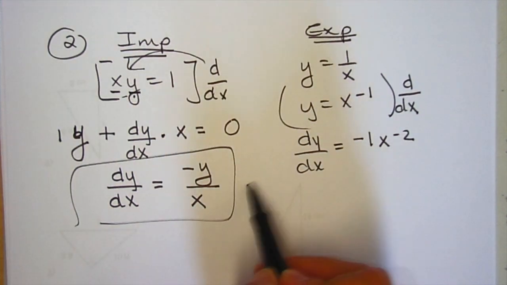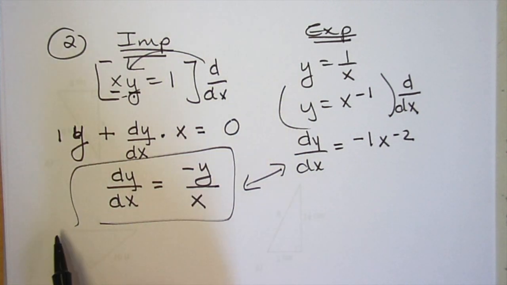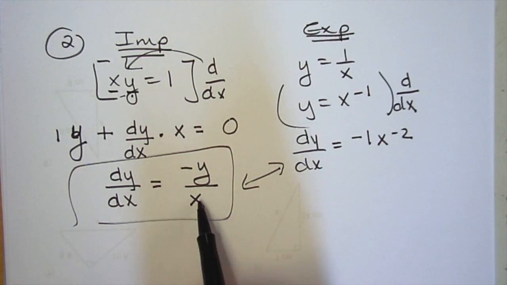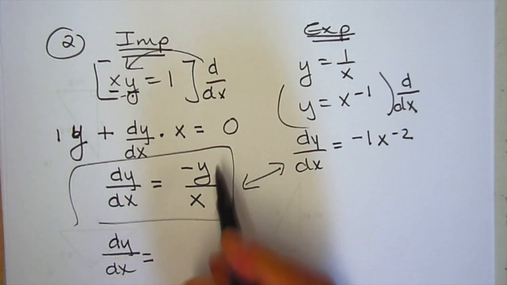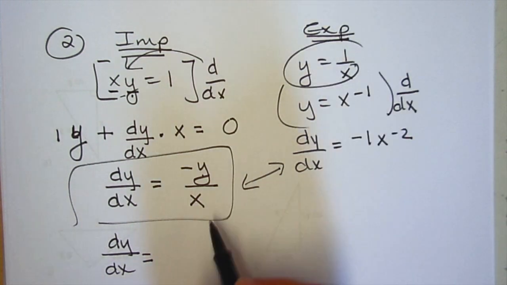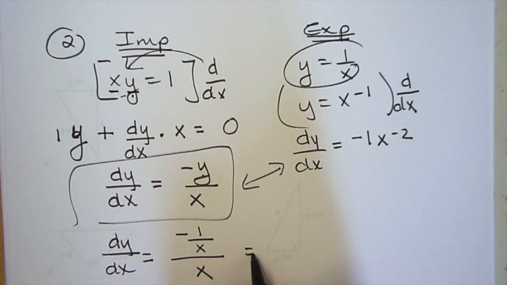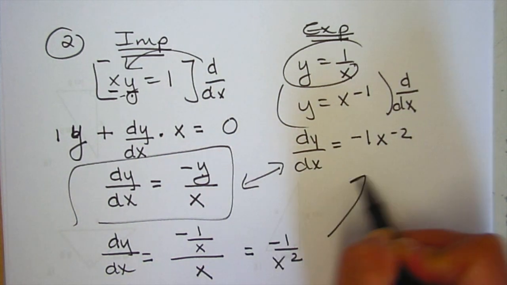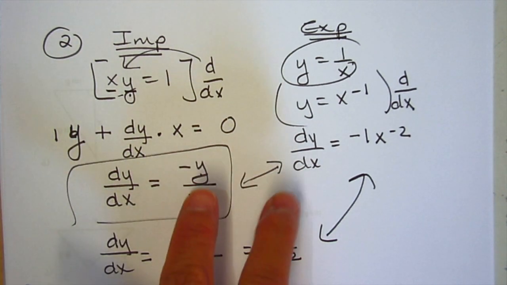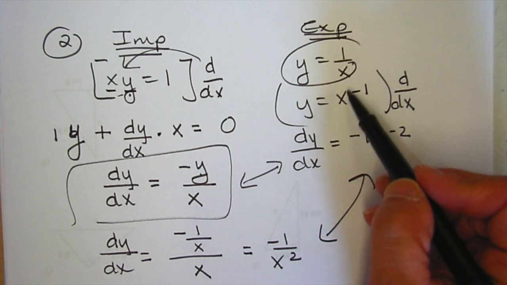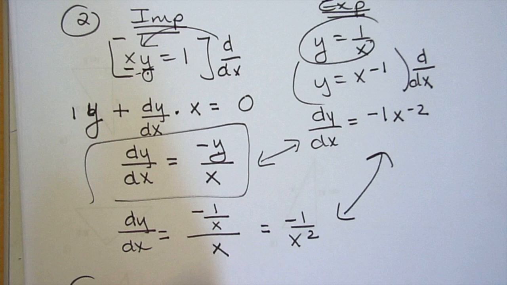Notice though, it doesn't look the same as this. So when you do a problem implicitly, you will have x's and y's in your answer, which is fine, but let me show you that it is the same thing. So y is really 1 over x. If you substitute that y in for 1 over x, this simplifies to negative 1 over x squared, which is exactly the same as what we got here. So for problems like this, it is probably quicker to write it explicitly, but there are certain problems you're not going to be able to do that way.